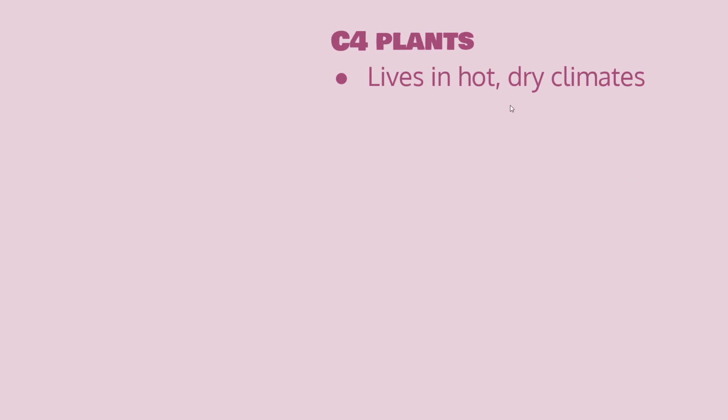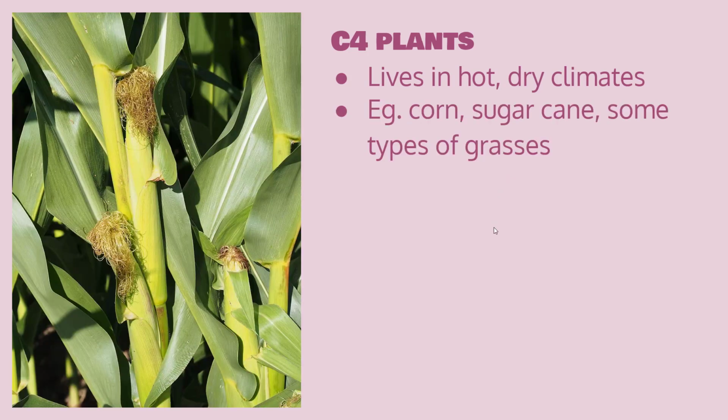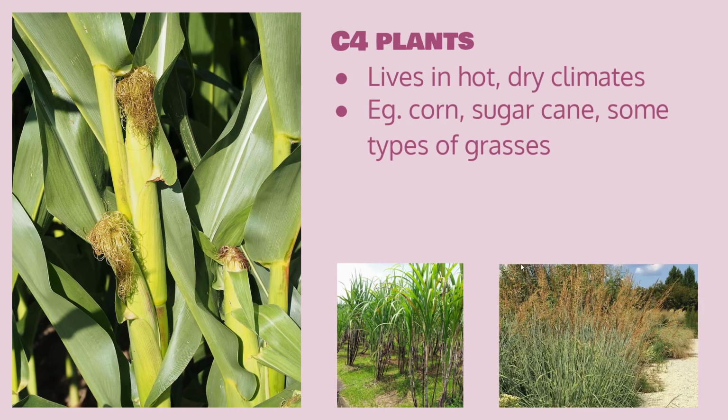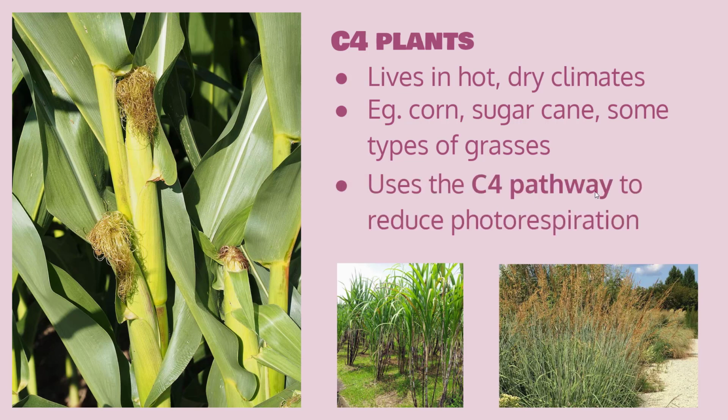It lives in hot, dry climates where the plants have to close their stomata a lot due to the hot weather to try to conserve water. So it's worth it for C4 plants to try to stop photorespiration. So examples are corn, sugarcane, and some types of grasses, for example, ornamental grass. And it uses the C4 pathway to reduce photorespiration. So let's take a look at how that works.